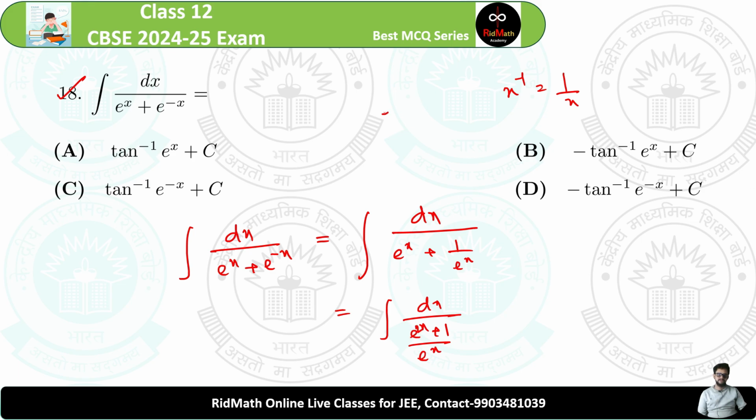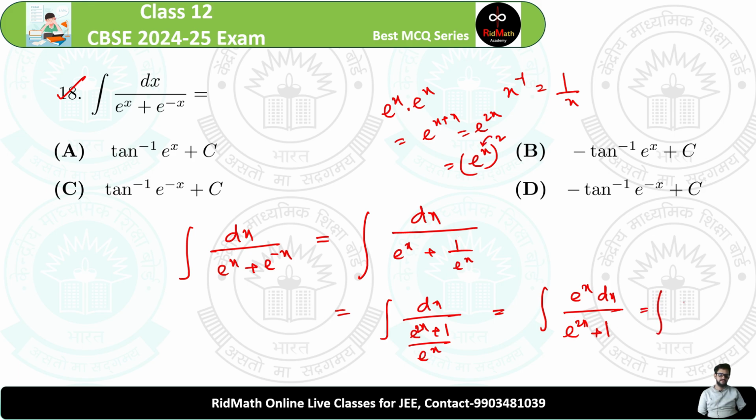Because this is e to the power x into e to the power x, that means e to the power x plus x, e to the power 2x. Now this is equal to e to the power x dx by e to the power 2x plus 1. Now you can write e to the power 2x as e to the power x whole square, because 2 into x, it will be 2x. So this is e to the power x dx over e to the power x whole square plus 1 square.